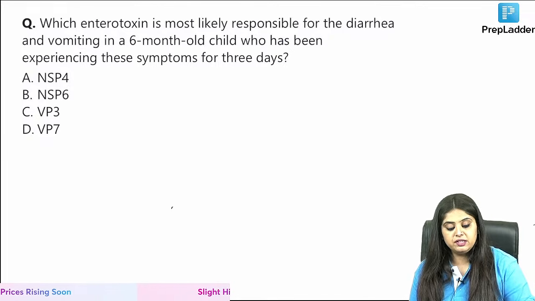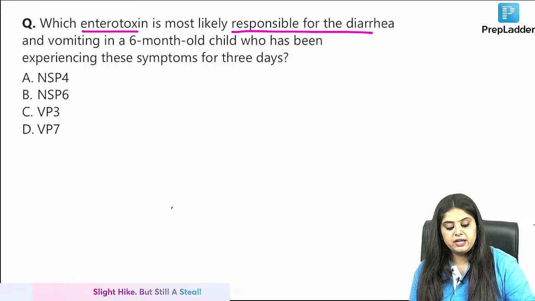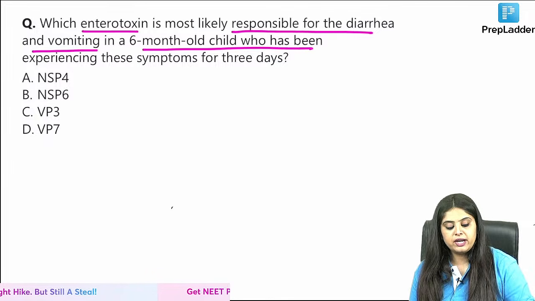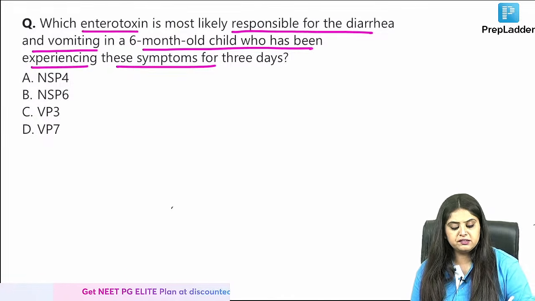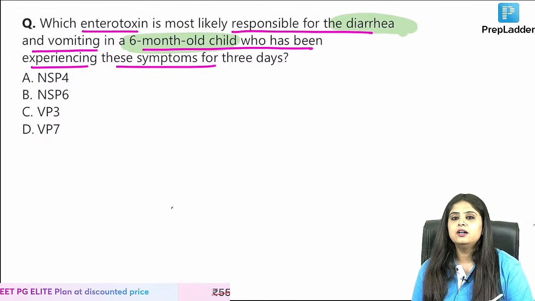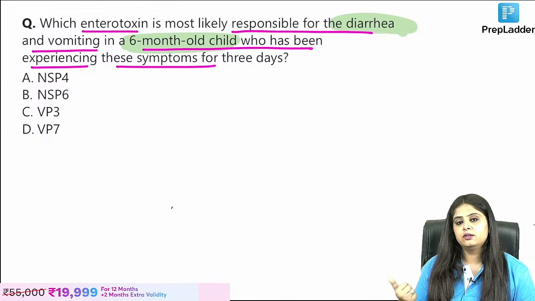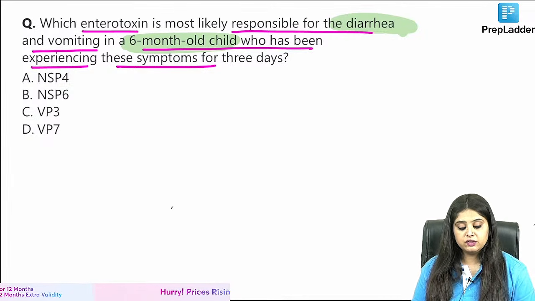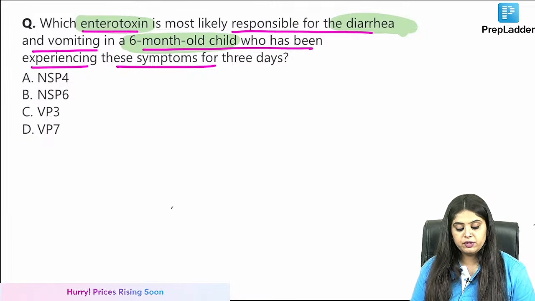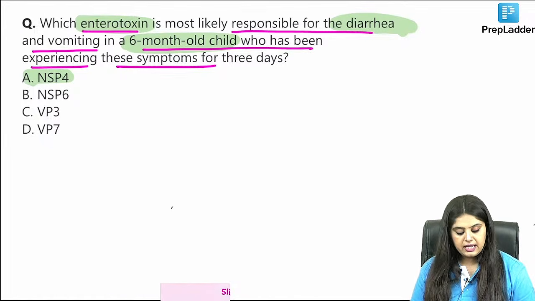Which enterotoxin is most likely responsible for diarrhea and vomiting in a 6-month-old child experiencing these symptoms? See, a 6-month-old child coming to us with diarrhea. Most common cause of diarrhea in infants is rotavirus. रोटावायरस बना लिया. रोटावायरस का कौन सा वाला टॉक्सिन इज रिस्पॉन्सिबल फॉर इट इज द क्वेश्चन. यू आर सेइंग ए, NSP4.